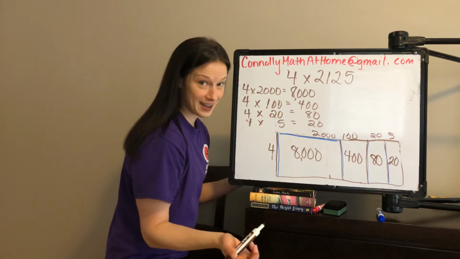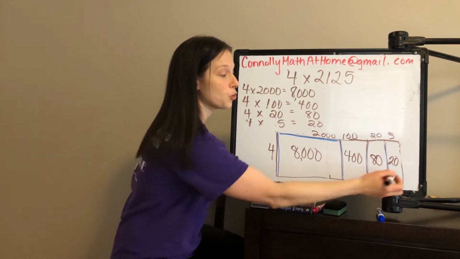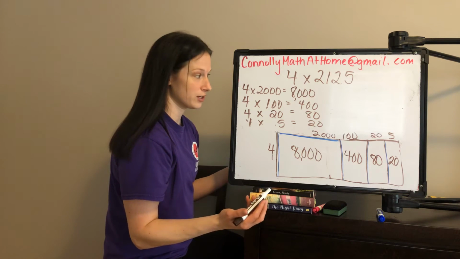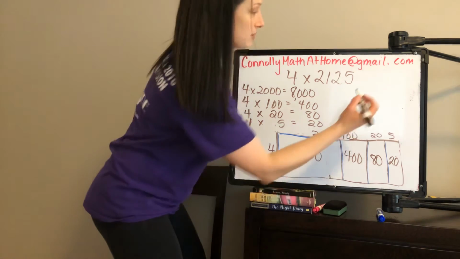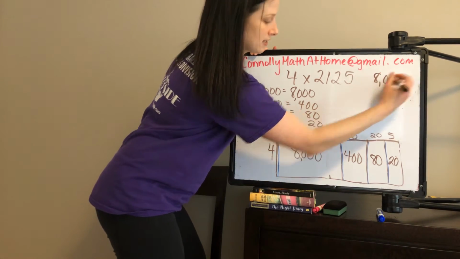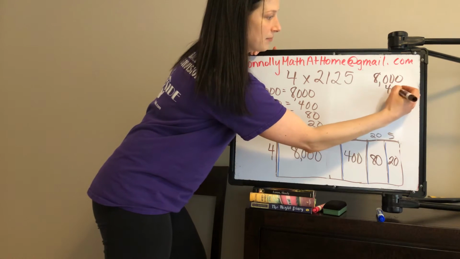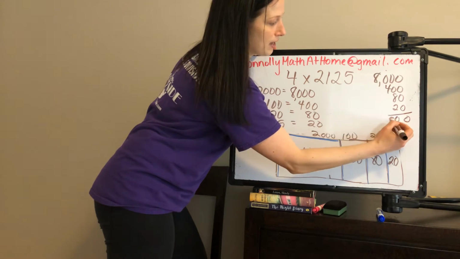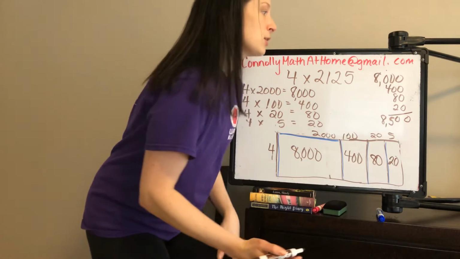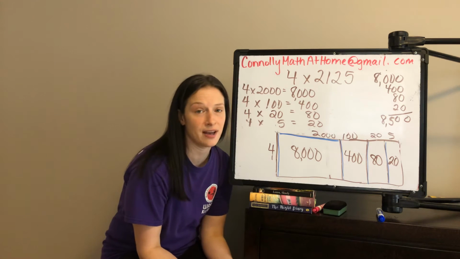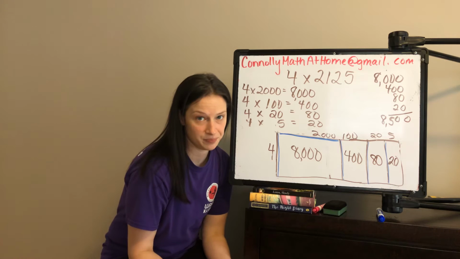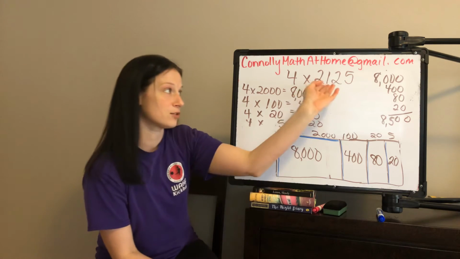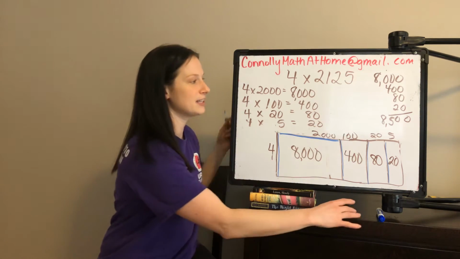But we're not done, because our goal was to find the total area, or the total number of toys if I had 4 groups of 2,125. So because of the lack of space, I'm going to go over here. We take our subproducts, these are called, and we're going to add them up. And you can use the standard algorithm if you want. Some of you could already see what the total was. So how many toys do we have? 8,500.